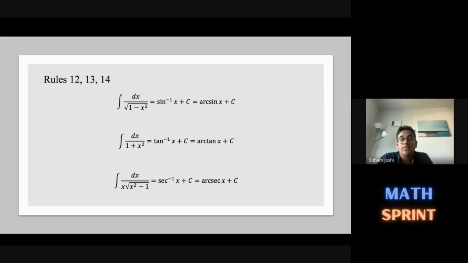Okay, here are the final 3 basic rules of integration for you. They're fairly straightforward. The integral of 1 by the square root of 1 minus x squared is arc sine x plus c. The integral of 1 by 1 plus x squared is arc tan x plus c. And the integral of 1 by x times the square root of x squared minus 1 is arc sec x plus c.